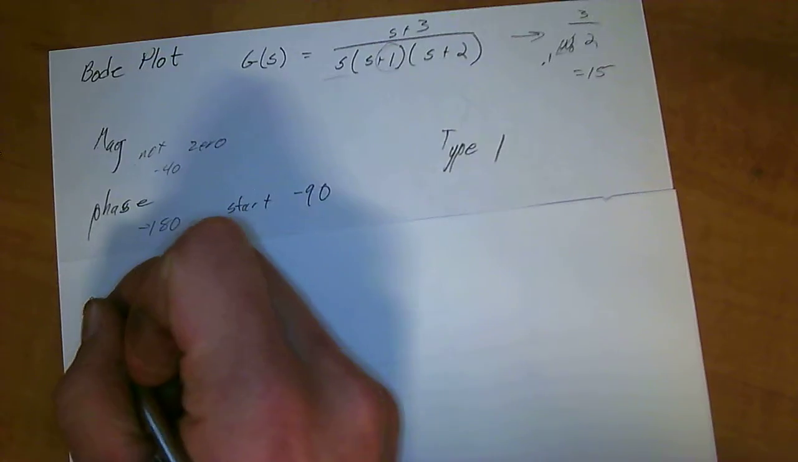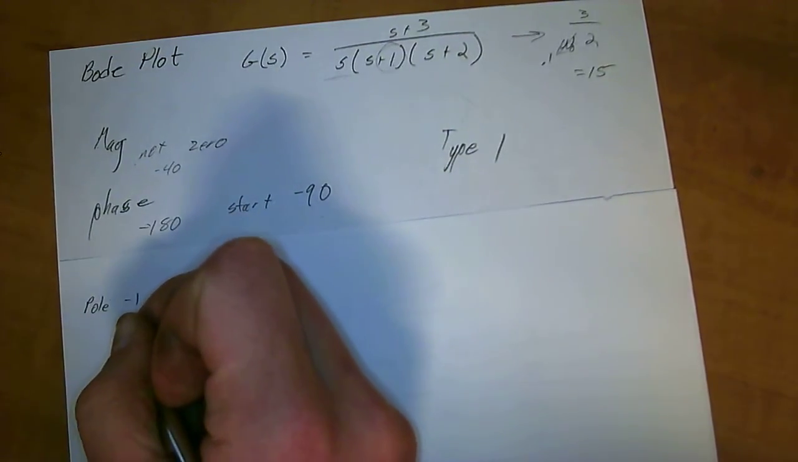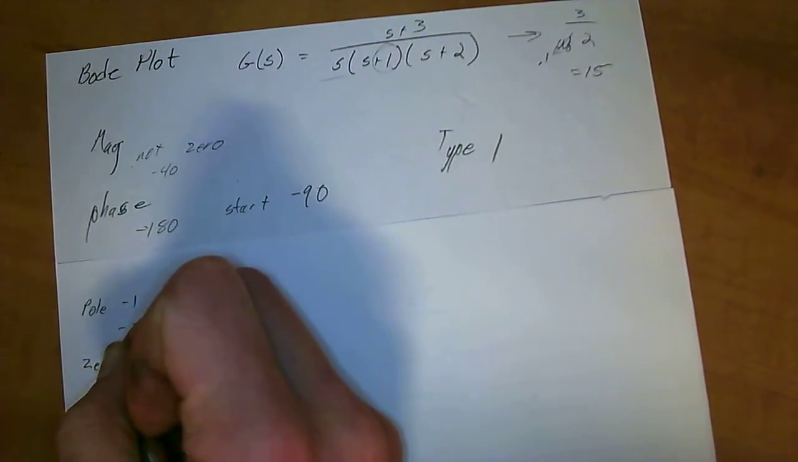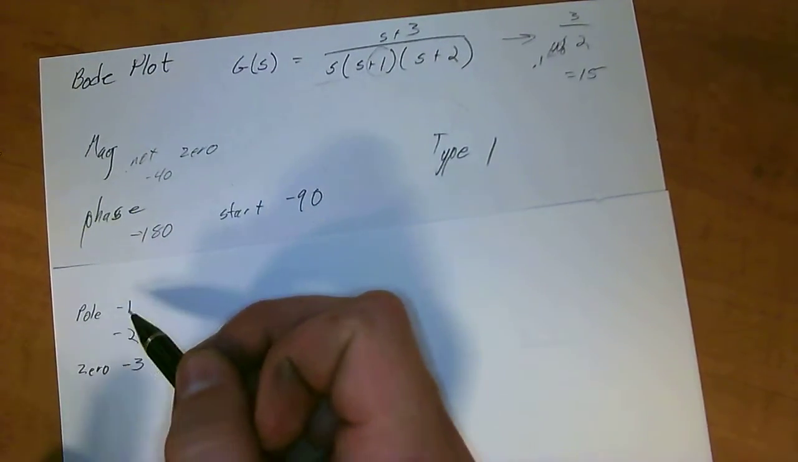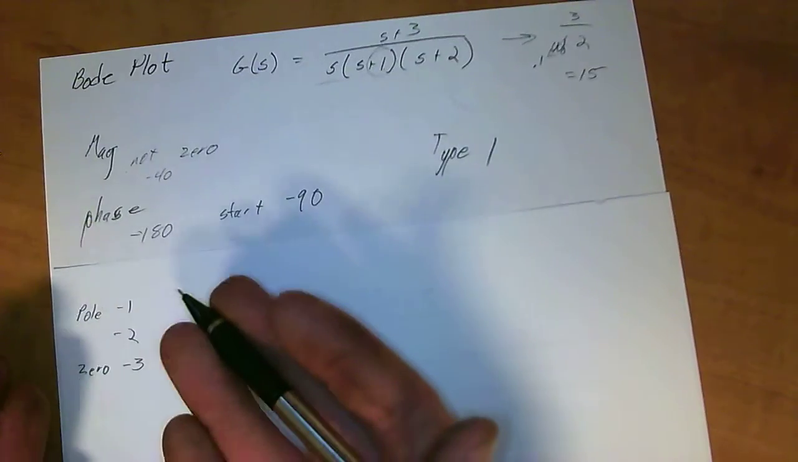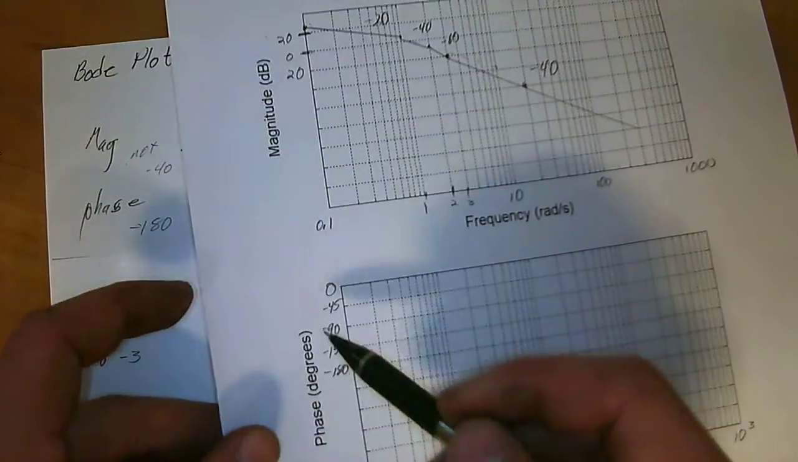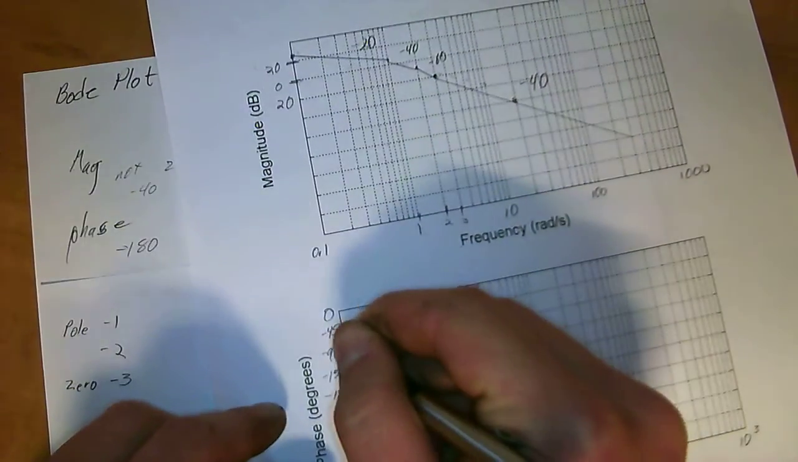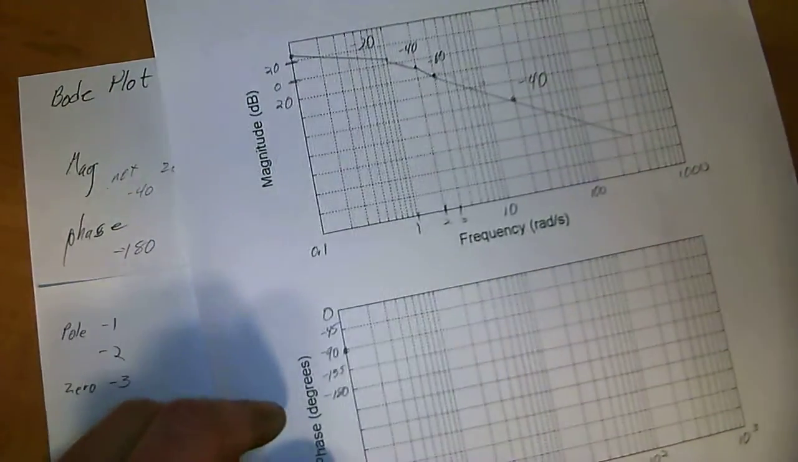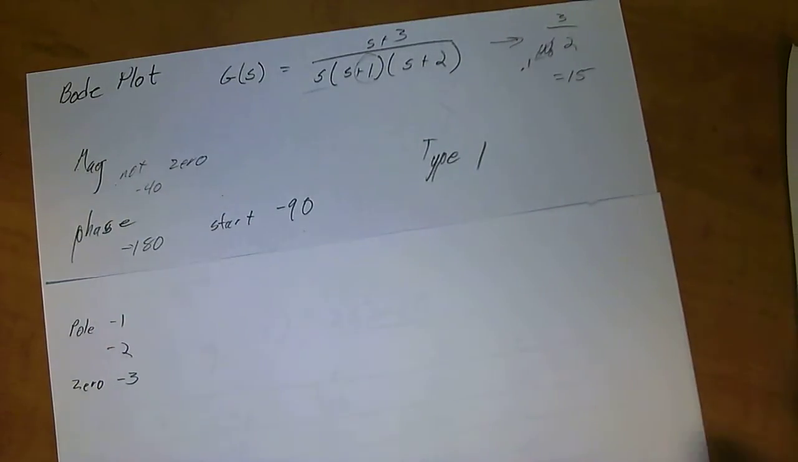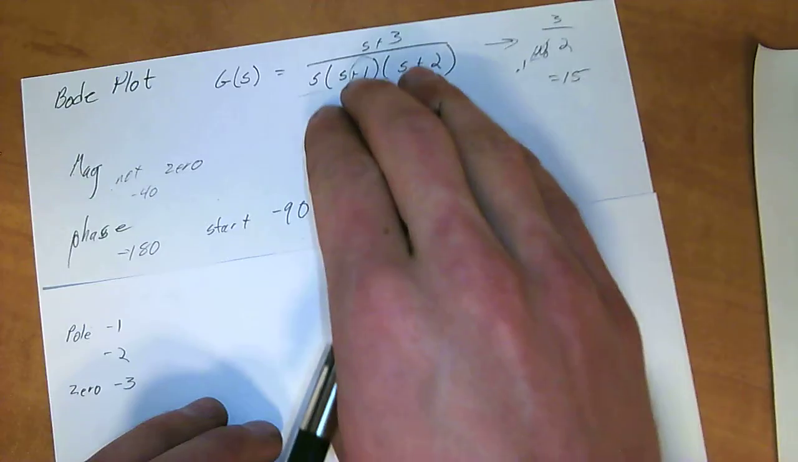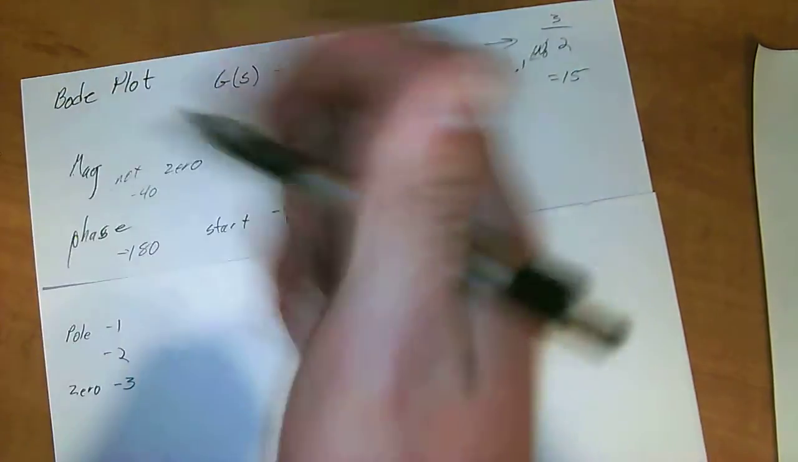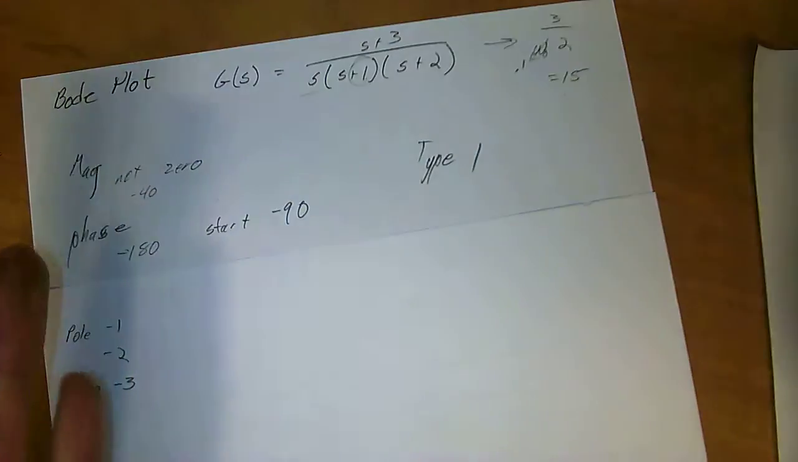Well, you've got a pole at negative 1, and then a pole at negative 2, then a 0 at negative 3. You'll notice that I'm not using the pole at 0. That's because we already accounted for it. It basically disappears after you say, okay, I start at negative 90. So we're starting at negative 90, bam, that pole's taken care of, and it has no effect after that. It doesn't cause an angle or anything else. If you didn't have these other things and you had a pole at 0, it would start at negative 90 and then just go horizontal.